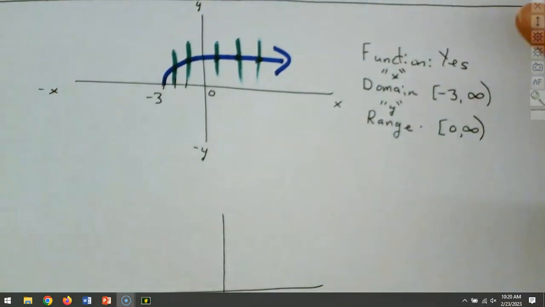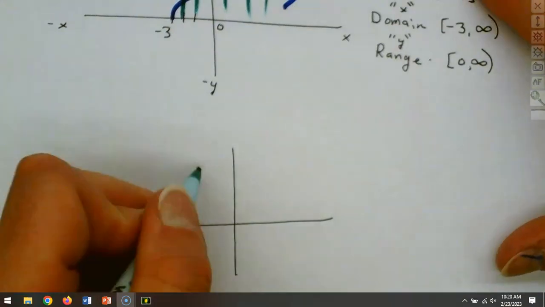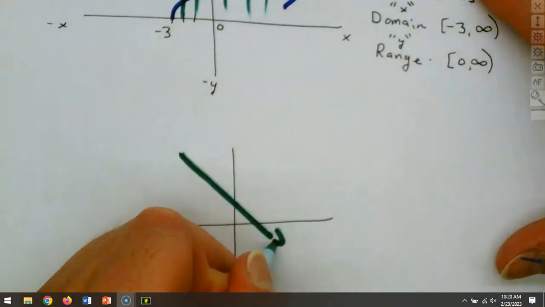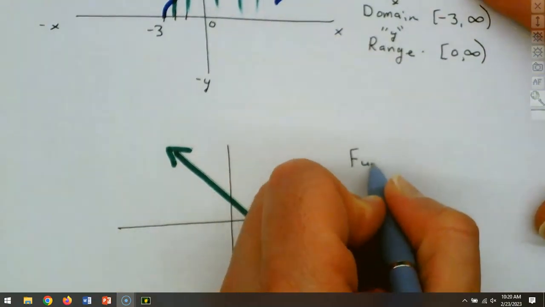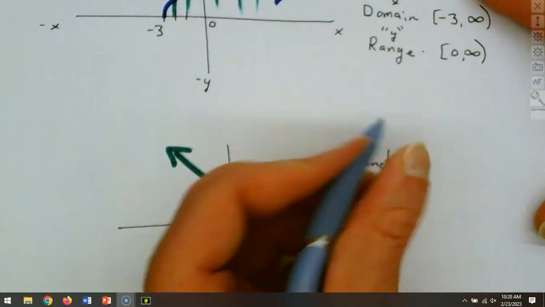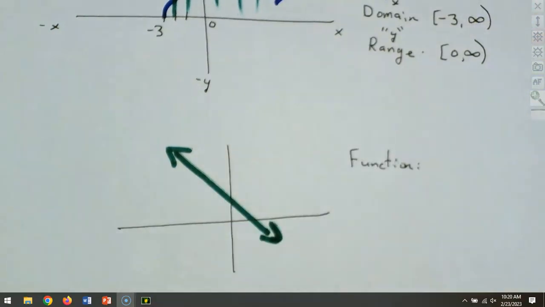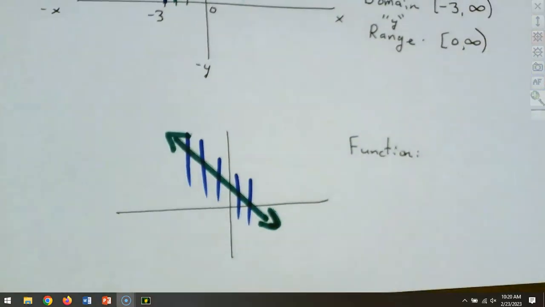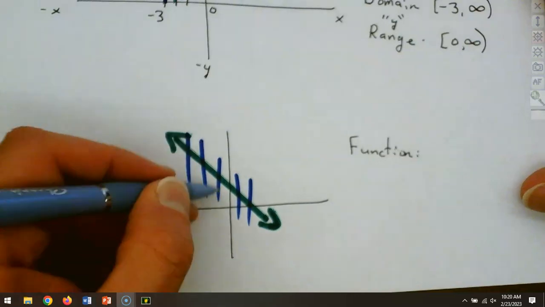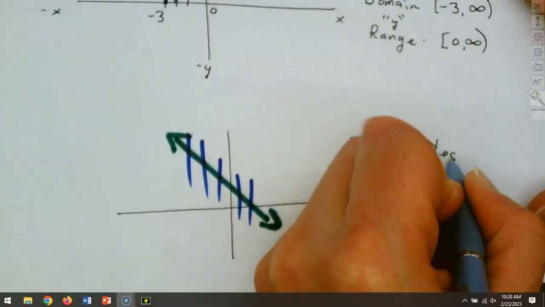What about a diagonal line like this one? What would this one be? Function or not a function? Can someone tell me? Do you think it's a function or not a function? If I draw vertical lines, does any line cross at more than one place? No. So each line crosses in only one place. So this again would be a function.